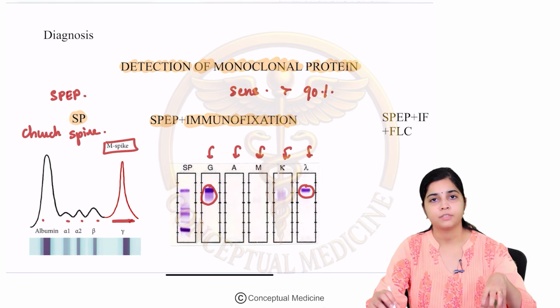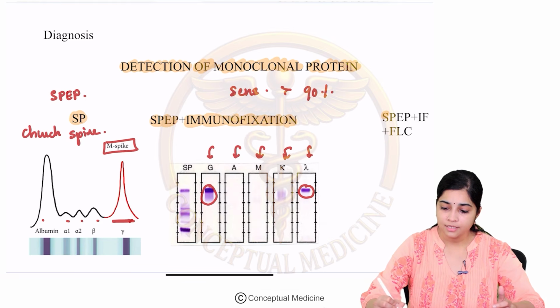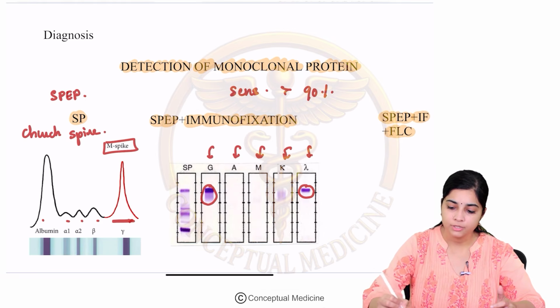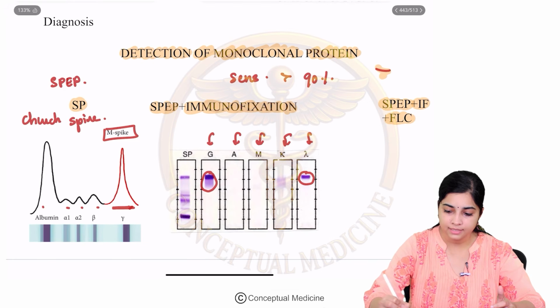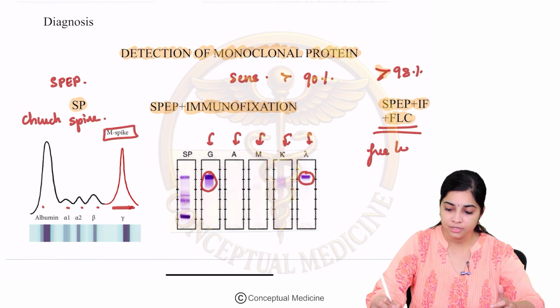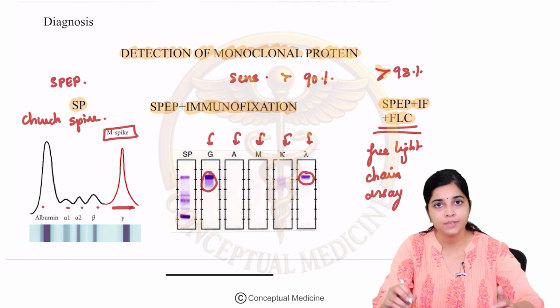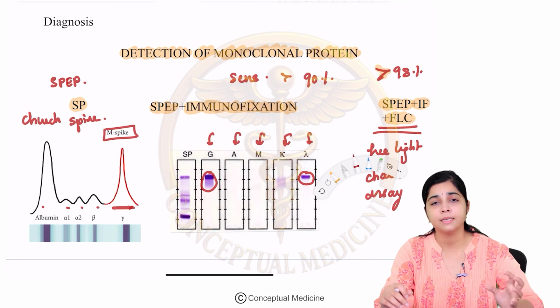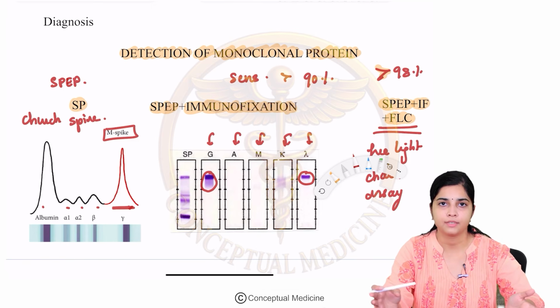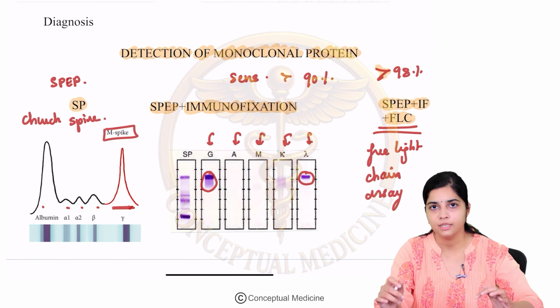So when you do an SPEP with an immunofixation, it increases the sensitivity to more than 90%, and the last step would be to do an SPEP with an immunofixation along with the free light chain levels, which increases the sensitivity to more than 98%. And why do you need this free light chain assay? FLC stands for free light chain assay. The reason being, the free light chain assay helps in identifying those types of myelomas where only light chain production is higher. You can find that more free light chains are produced when we do a serum free light chain assay.